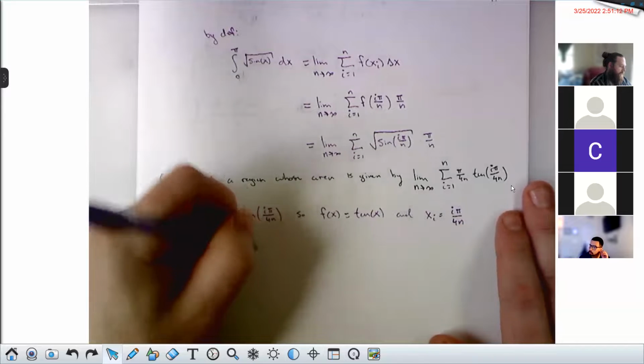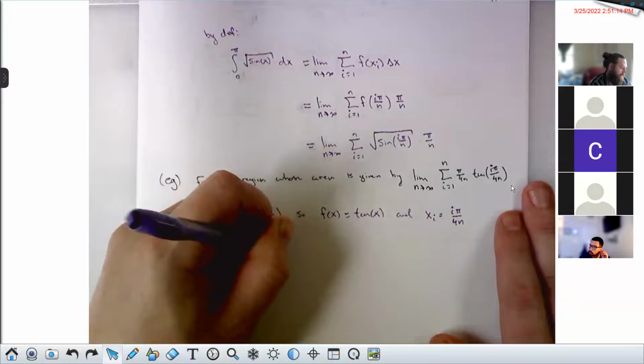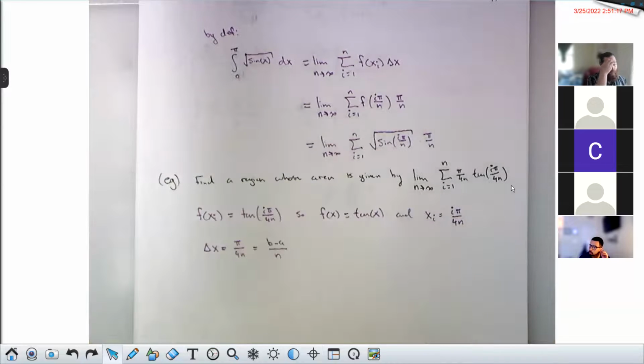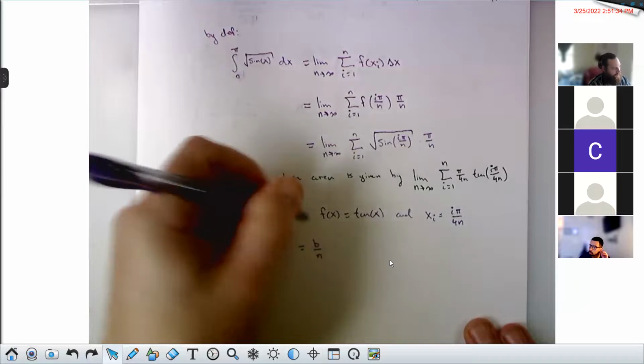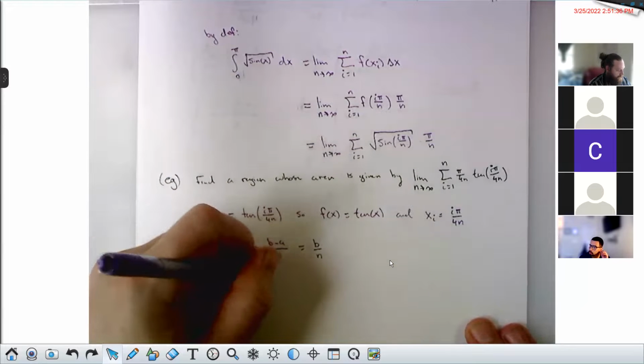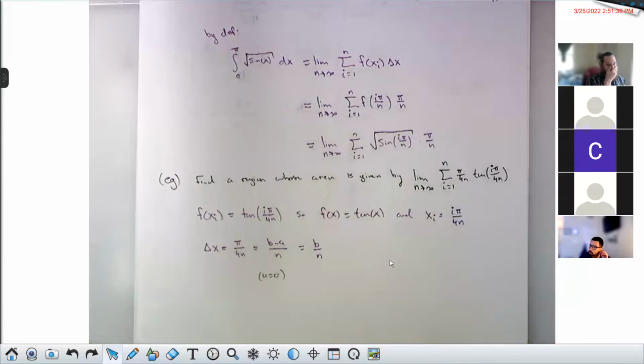So this is b minus a over n for some choice of a and b. We can tell that a is 0 because this xi is just I times delta x, not something plus I times delta x. So this is just b over n. That's a equals 0. And that tells you that b is pi over 4.